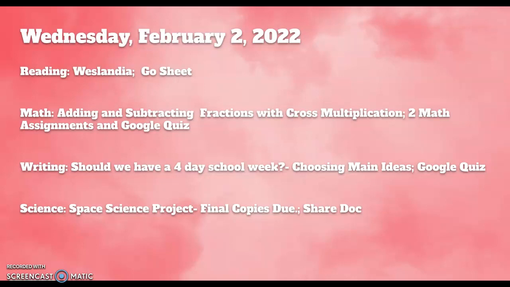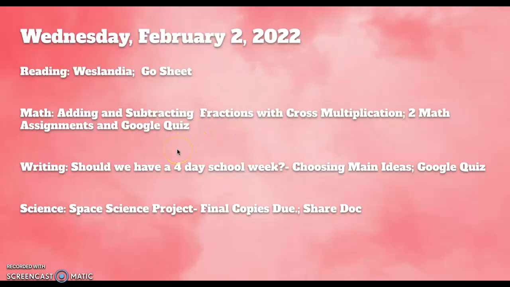This is a list of things we're going to get done today. In reading, you're going to go back to Westlandia and be working on your Go sheet. In math, we'll be talking about adding and subtracting fractions, and we're going to be using cross multiplication. We'll have 2 math assignments, which will be in the attachments underneath the morning message. We'll also have some questions about the math on a Google quiz.